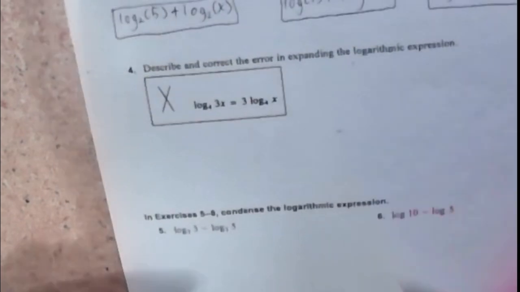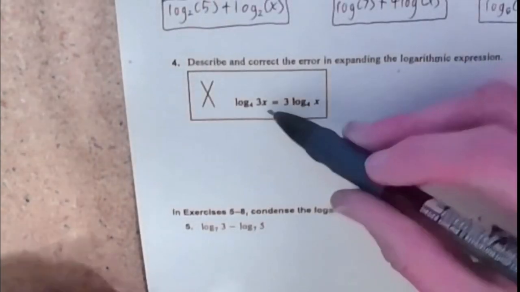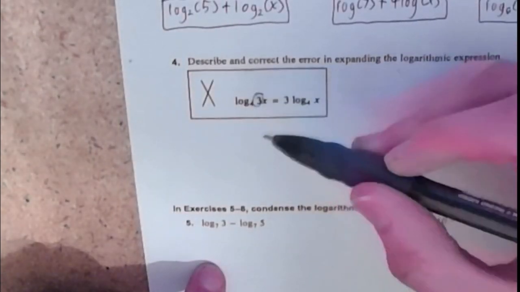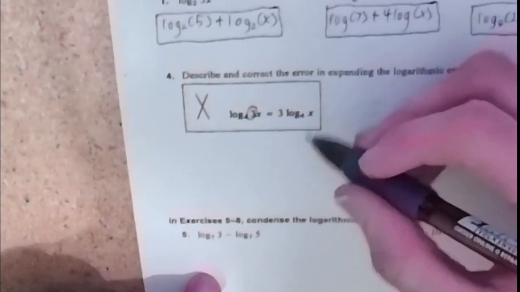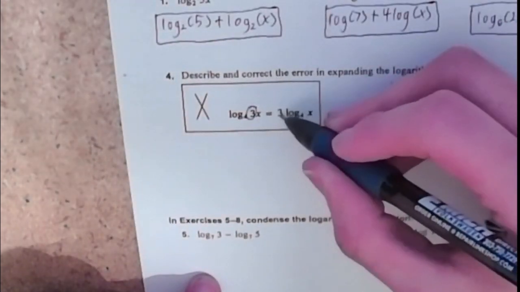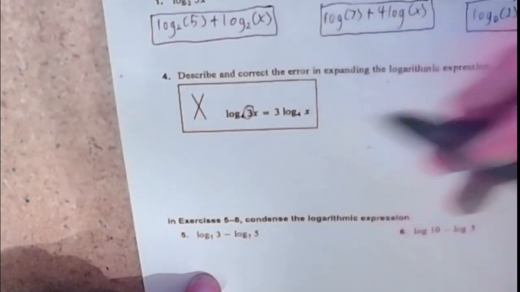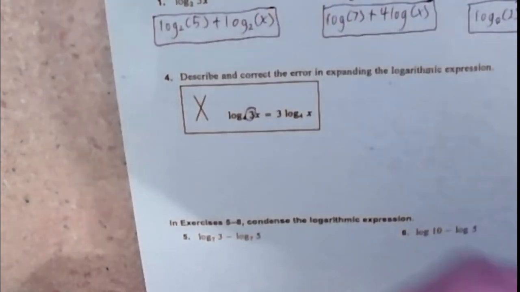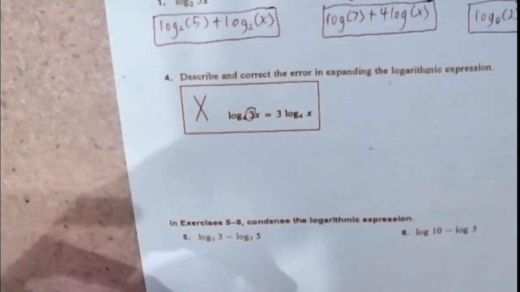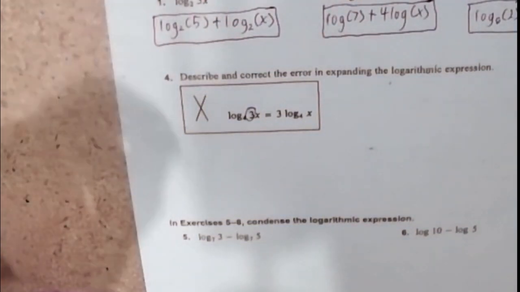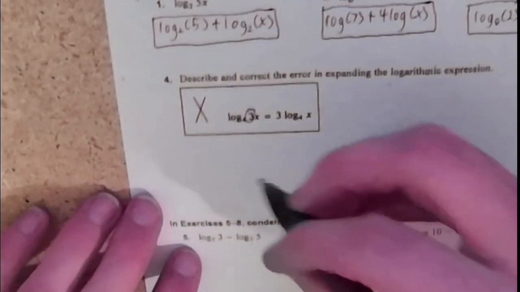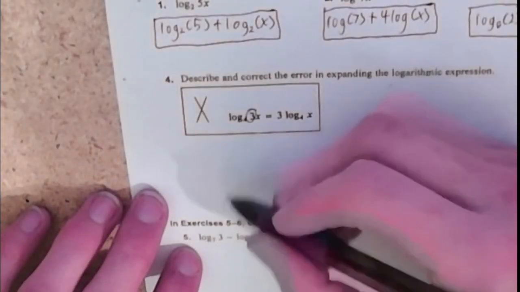Then see the error that this person did. See this 3 right here, it was not in the power, which is what we would need to do this. What it would actually be would be a log base 4 of 3 plus log base 4 of x.